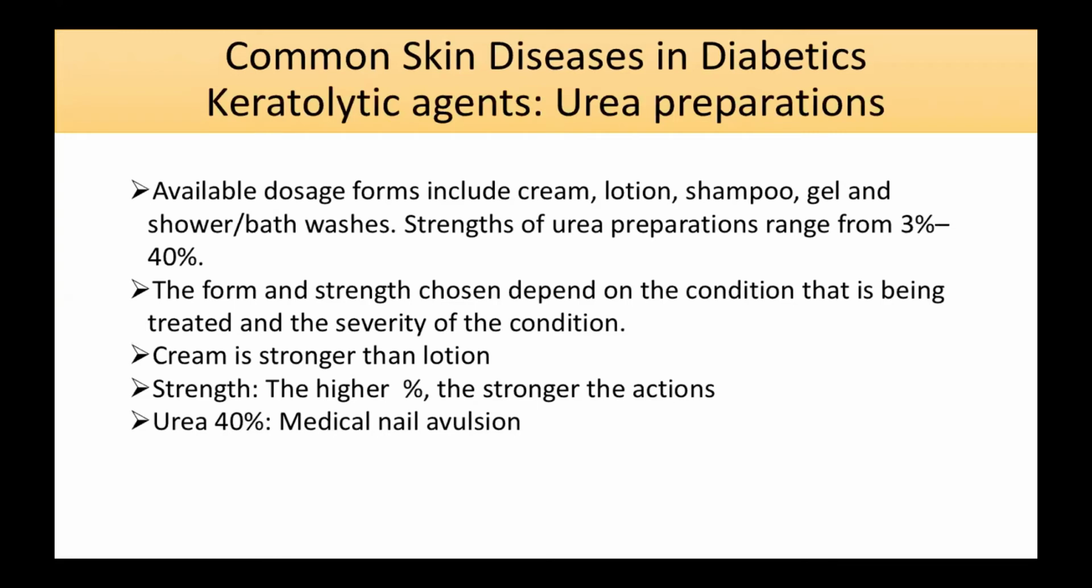And urea at a concentration of 40%, which is a super high dose, is in fact used to do nail avulsion, meaning that we use it as a medical nail avulsion. We put that on slowly, then it will dissolve even the nail. So you can see how strong urea 40% is.